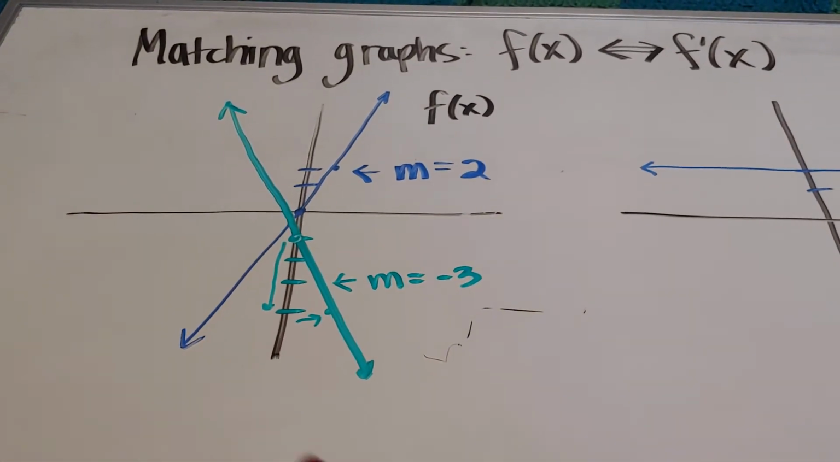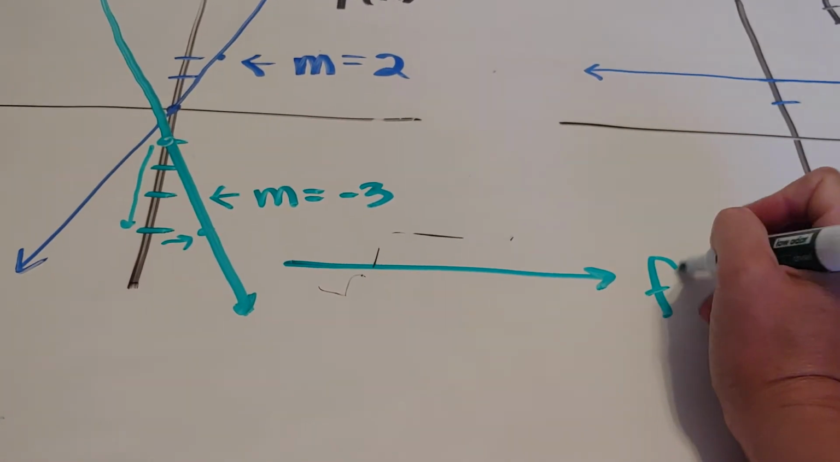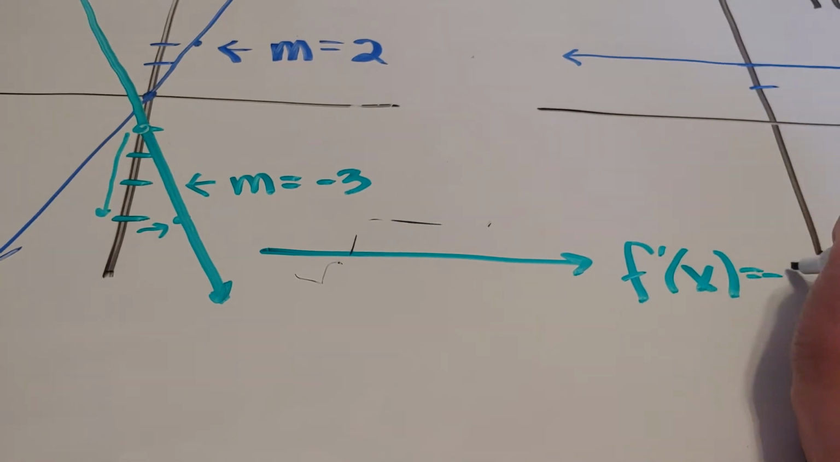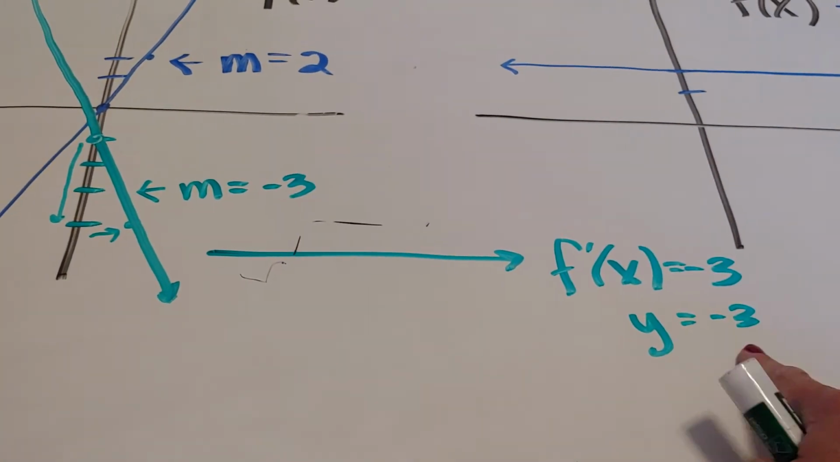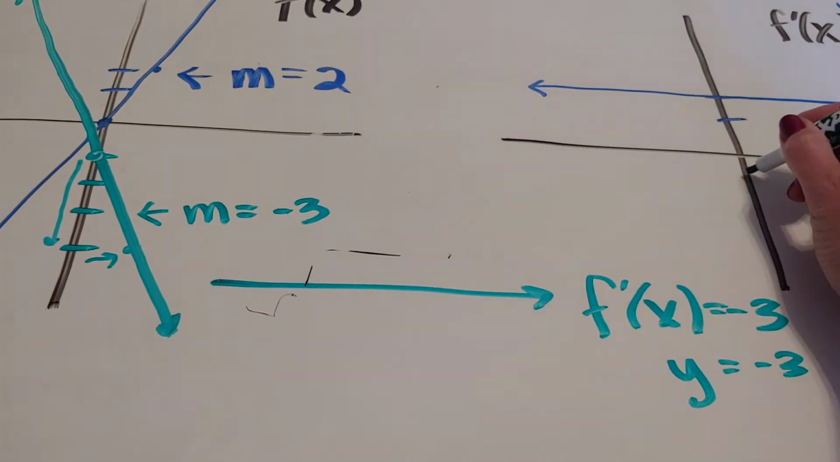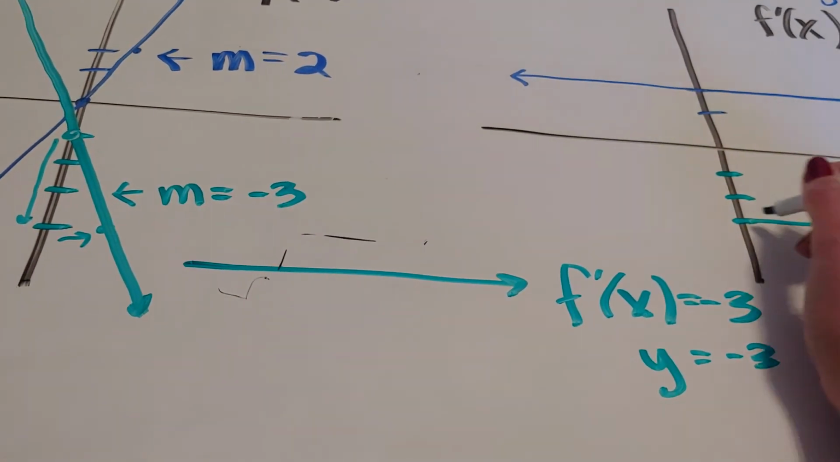So the derivative will always have the same value. The derivative of this function will always have the same value, which is -3. So that means that the picture of the derivative will just be y equals -3. So if I come down here to -3, I'll get that picture.